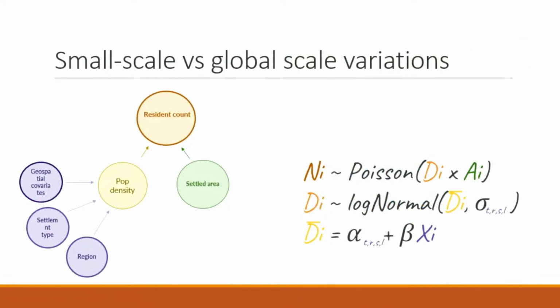And here I'm going to come back to this. We already discussed it yesterday, but this difference in the modeling between modeling global variation and small-scale variation. And when I'm talking about global scale, we were discussing region, sub-region, and settlement type variation.